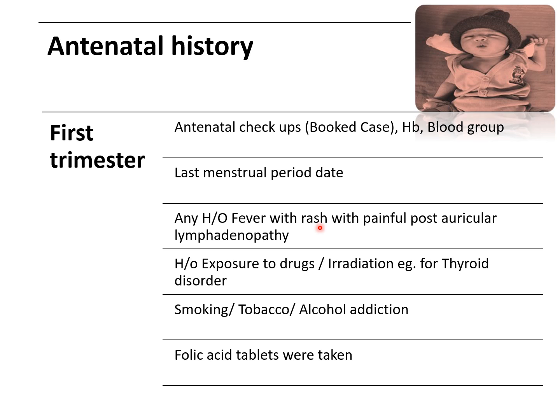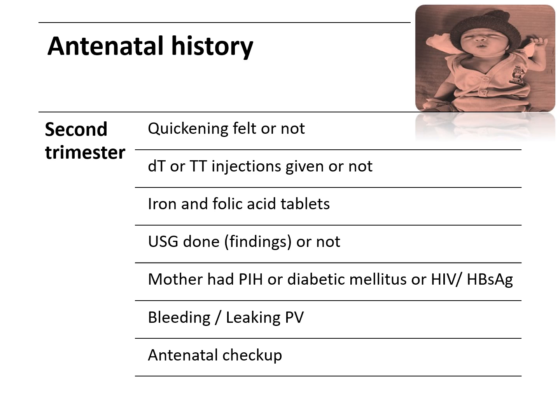So if baby is having the IUGR with hepatosplenomegaly, then we have to ask this history. It is occurred in the first trimester or not. Then about the exposure to drugs, radiation, any addiction, or about the folic acid supplements.